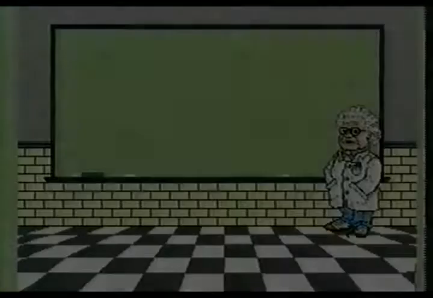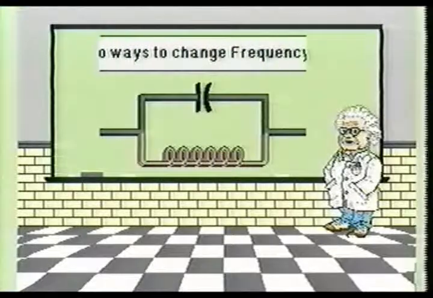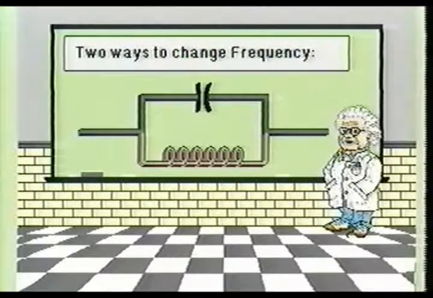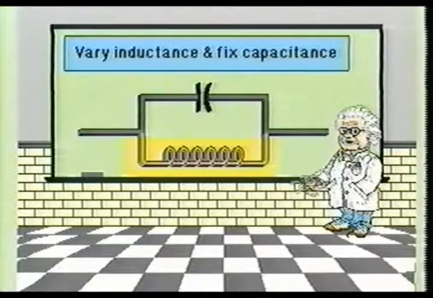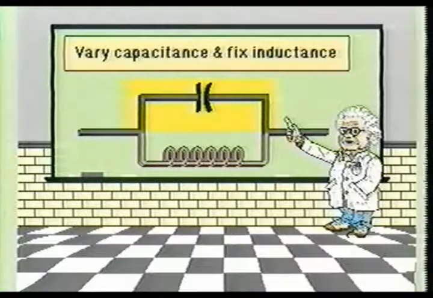We will now pause for a short review of the material just discussed. A change in frequency can be accomplished in one of two ways. Either the inductance changes with the capacitance remaining fixed, or the capacitance changes with the inductance remaining fixed.